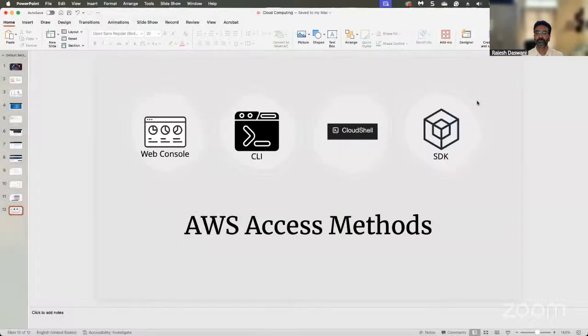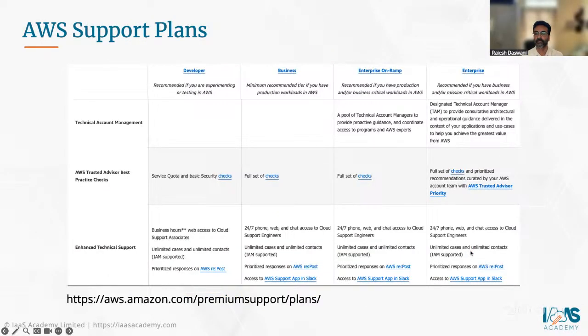Sorry, just come out of there. You're going to need the enterprise support plan. You've got five different plans: the basic plan, the developer plan, business, enterprise on-ramp, and enterprise plan.